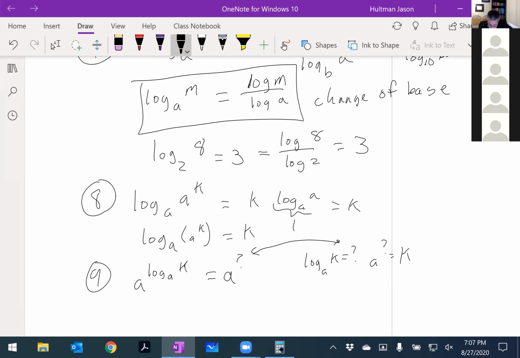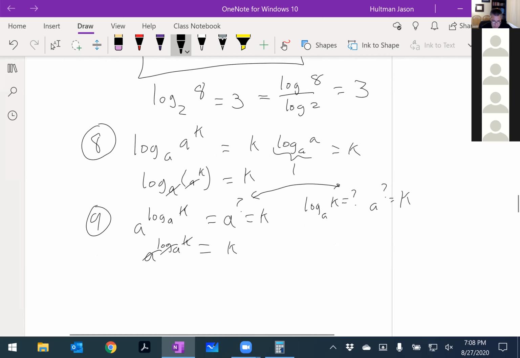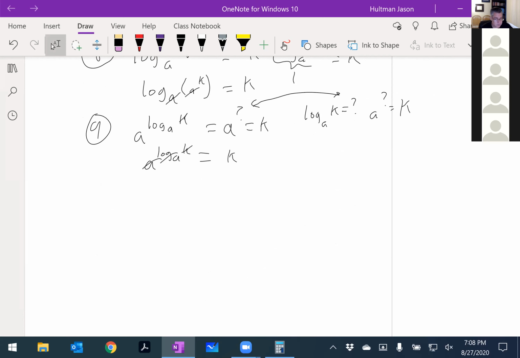But what do we know that a to the question mark is? It's k. We know that these two undo each other as well. So a to the log base a of k is equal to k. These cancel each other out. You can essentially think of this guy and that guy canceling each other out, and this guy and that guy canceling each other out. So those are our properties of logs.